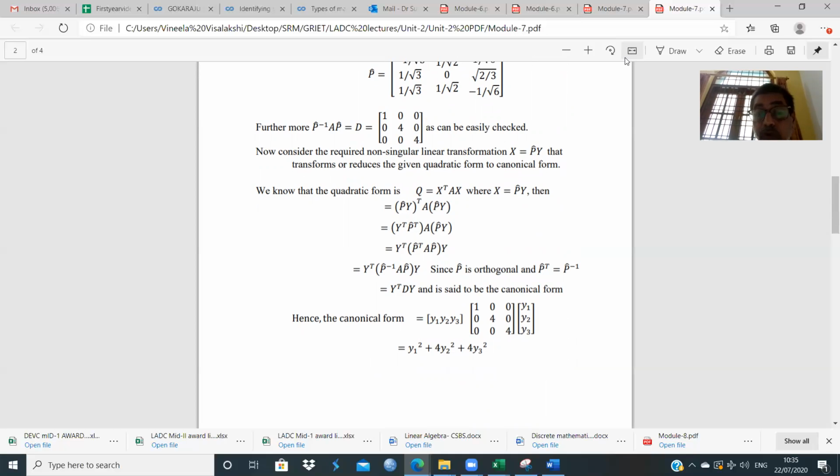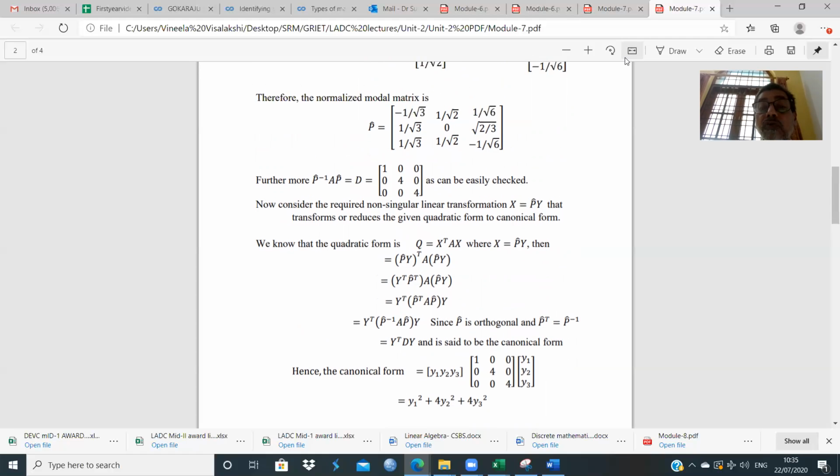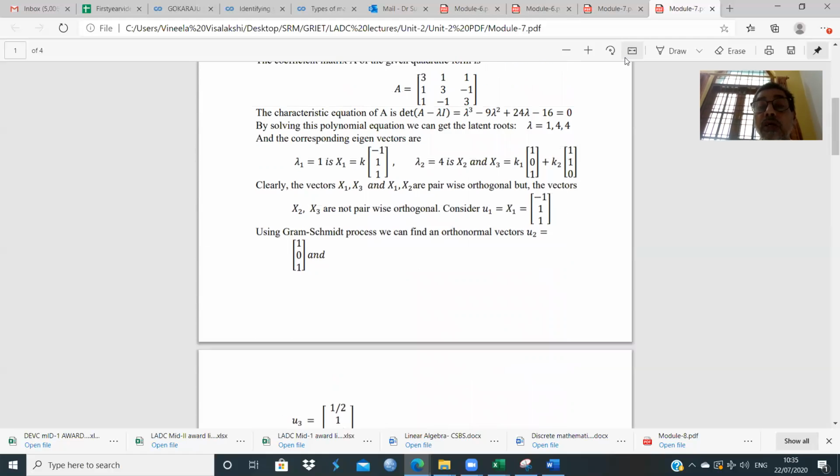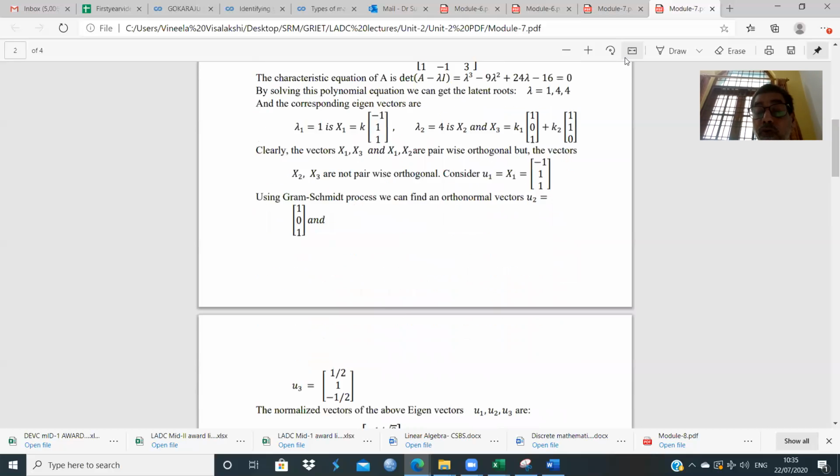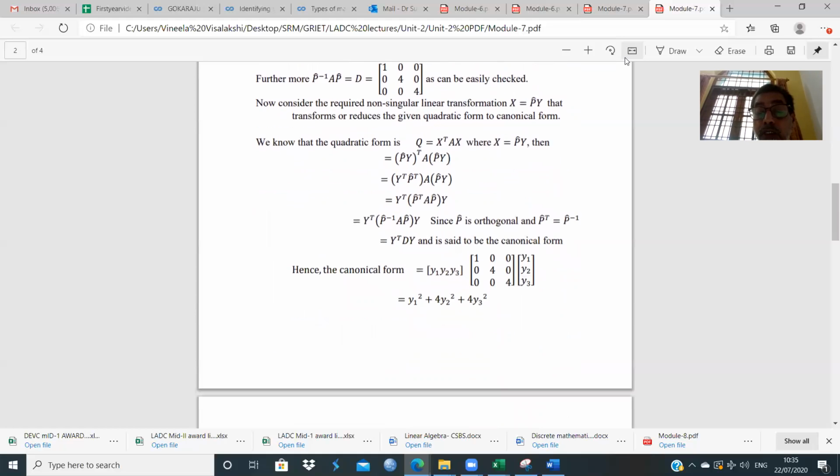So we started with a quadratic form Q of X, which had 3 cross product terms: 2x1 x2 plus 2x1 x3 minus 2x2 x3, which no more exist in the new quadratic form, that is y1 square plus 4y2 square plus 4y3 square. This is called canonical form because of 2 reasons. It does not have the cross product terms, and more significantly, the coefficients of y1 square, y2 square, and y3 square are precisely the eigenvalues of the symmetric matrix A.